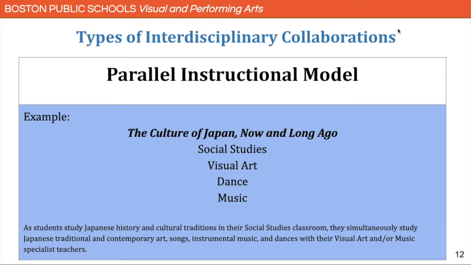Here's an example of a parallel instructional model. You're studying the culture of Japan now and long ago. You want to incorporate social studies, visual art, dance, and music. And so as students study Japanese history and cultural traditions in their social studies classroom, they simultaneously study Japanese traditional contemporary art, songs, instrumental music, and dances with their visual art and or music specialist teachers.